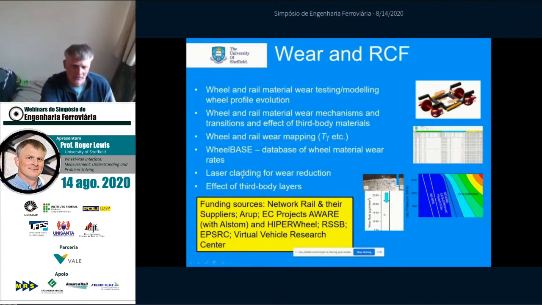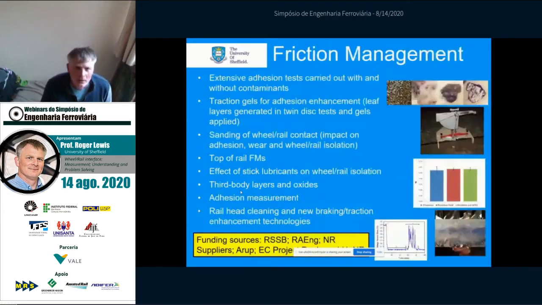I'll be talking about the laser cladding later, so I won't go into that now, but another big area of my work is understanding the effects of third body layers. Like I said, whether they're natural ones or the result of applied products. Obviously that crosses over into friction management. We do a lot of work on applied products like traction gels and sanding to increase friction. They're obviously very widely used within the UK. And then top of rail friction modifiers, stick lubricants, and then understanding the causes of low adhesion or variance of friction in the wheel rail interface.